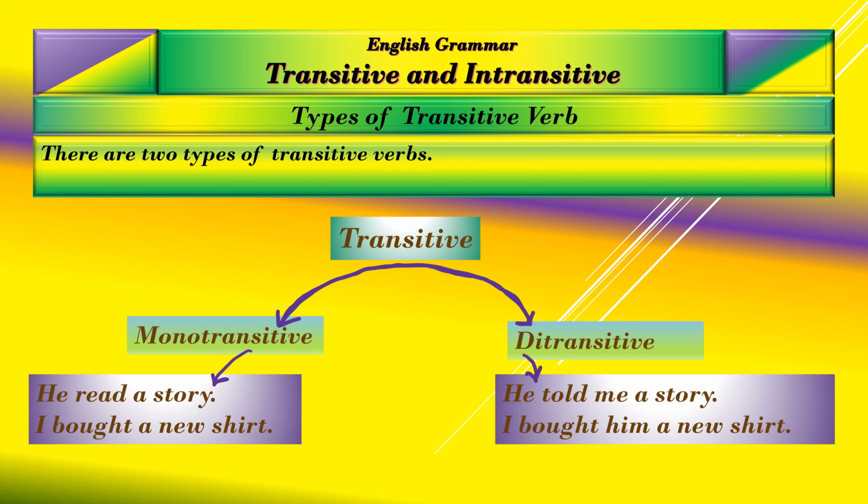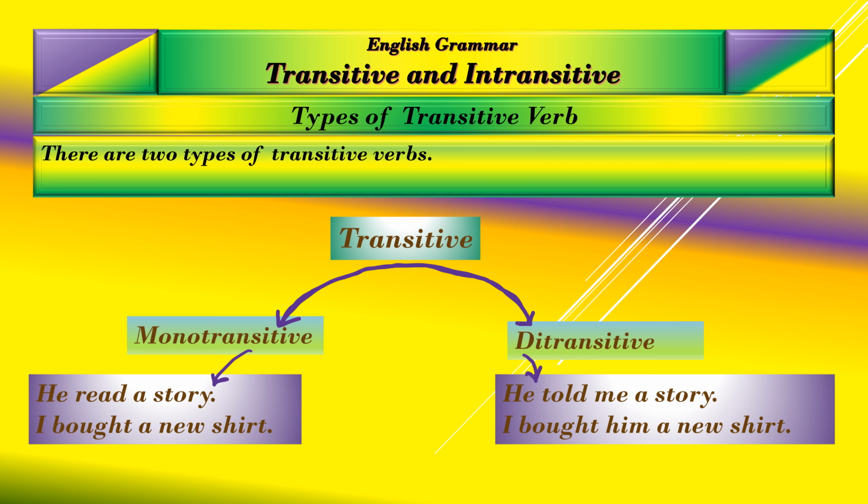Now in these sentences, in the first one, a story is an object, only one object, so the verb read would be monotransitive because it needed only one object. And in the second one, there is just one object, a new shirt. So I bought a new shirt. In this sentence, bought is monotransitive because it took only one object.